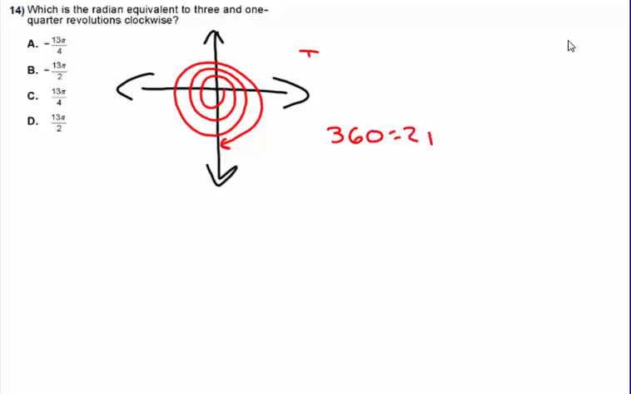360 degrees is equal to 2 pi radians. So we can do negative 3 times 2 pi to get the 3 revolutions clockwise. And then we have to add the 90 degrees, which is pi over 2. But since we're moving in a negative direction, we're adding negative pi over 2. And we end up with negative 13 pi over 2.